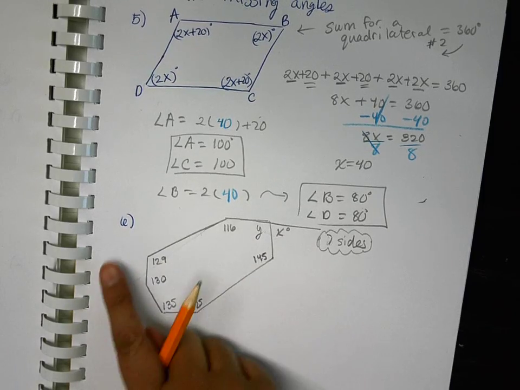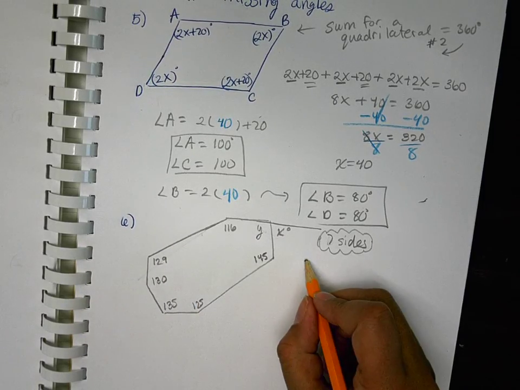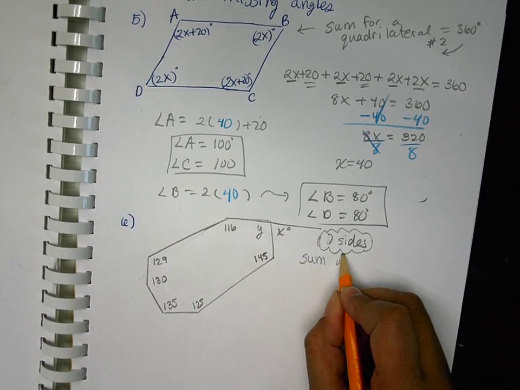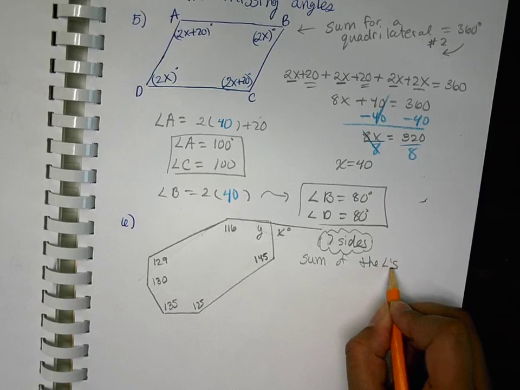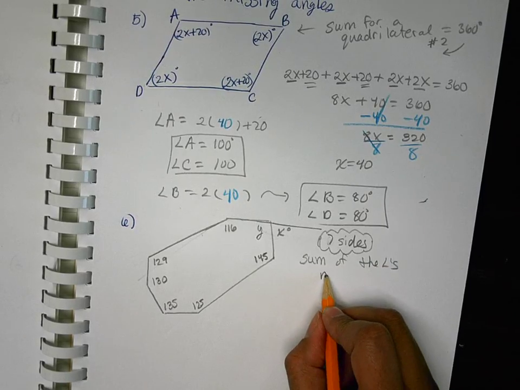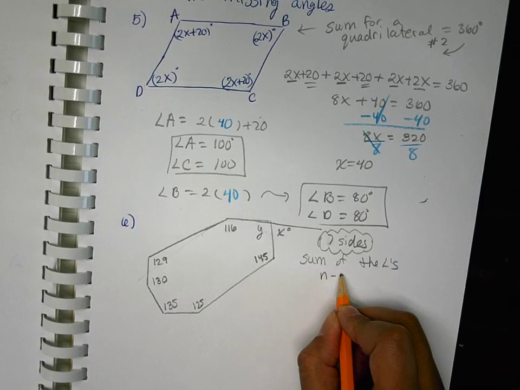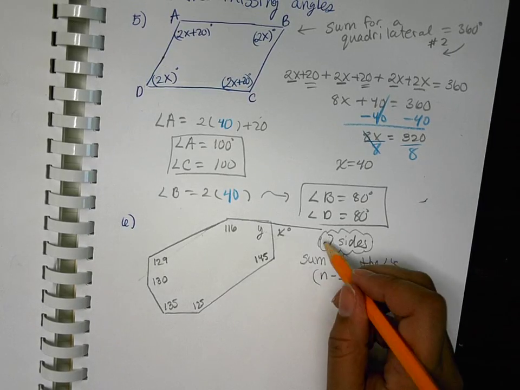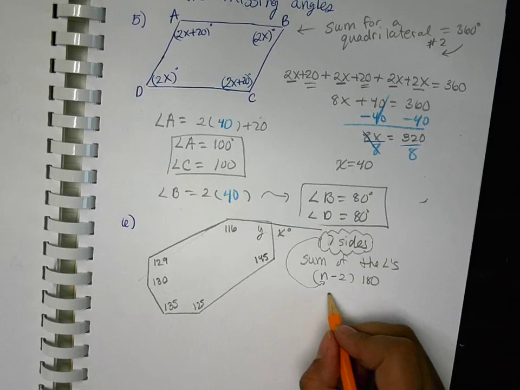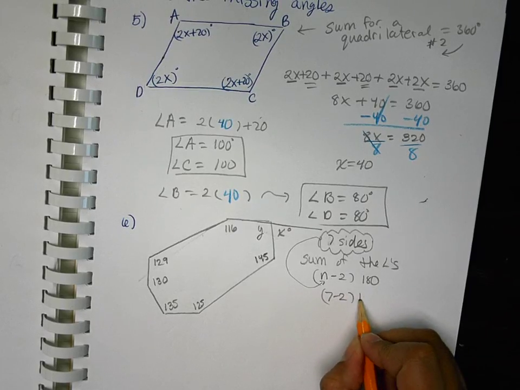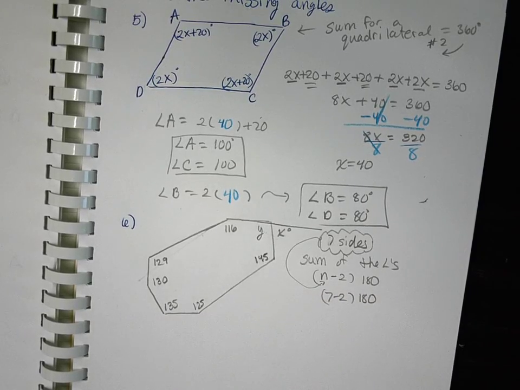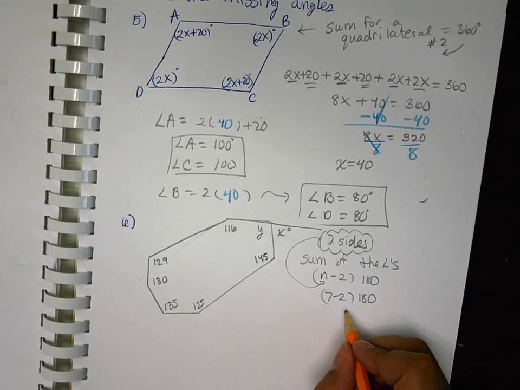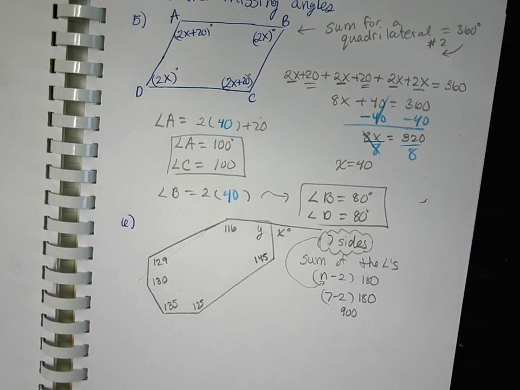Okay, now if there's 7 sides, do we have enough to find out what the sum of the angle measure is? Yes. Sum of the angles, we're going to use what formula? N minus 2 times 180. What do we plug in for the N? 7. 7 minus 2, and I heard it's 5. 5 times 180 is what you're plugging in. What do we get? Okay, now is 900 my final answer?